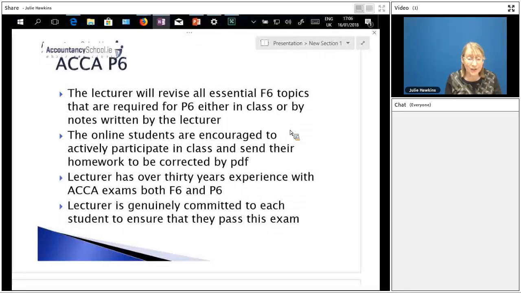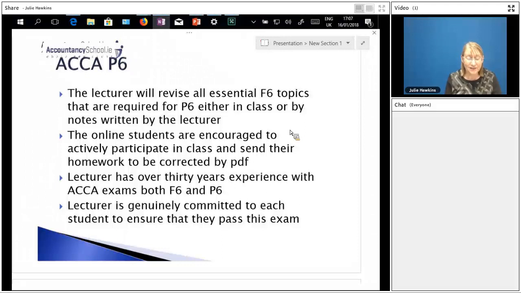Plus, the manual that I use, besides my own notes and examples, is from the Institute of Tax, and it is a brilliant manual that brings a student through a tax from the very beginning to the very end. The online students, so for people who are online, they are actively encouraged to participate in class. They can send in questions live and I will answer them. And also they send in their homework every week by PDF and it is corrected within a day or two and it's sent right back before the next class.